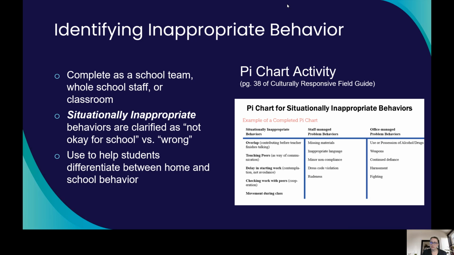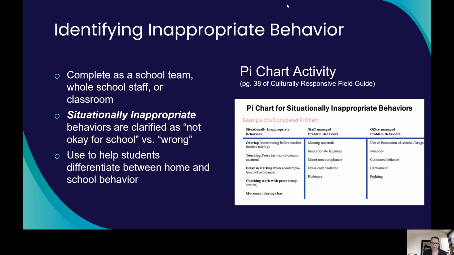Behaviors that are wrong are addressed through the school's process for addressing behavior concerns. Behaviors that are culturally inappropriate are retaught in an effort to help the student differentiate between home and school behavior expectations. It clarifies the behaviors that are not okay for one setting, but might be acceptable in another setting. For example, a student might come from a background where the conversation style of overlap, or contributing to a conversation before the first speaker is done talking, is practiced.